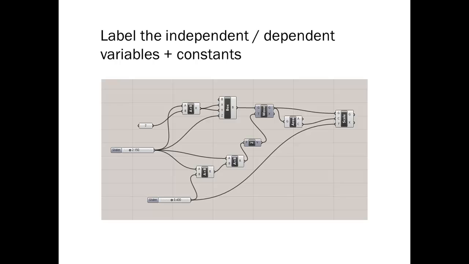So your number slider would be a dependency. Would a number slider be a dependency? Would it be a variable? It's a variable. Would it be a dependent or an independent variable, a number slider? Independent. Why? There's no input, right? It is the input. Okay, so it's an independent variable. Okay, so what would be a dependent variable?